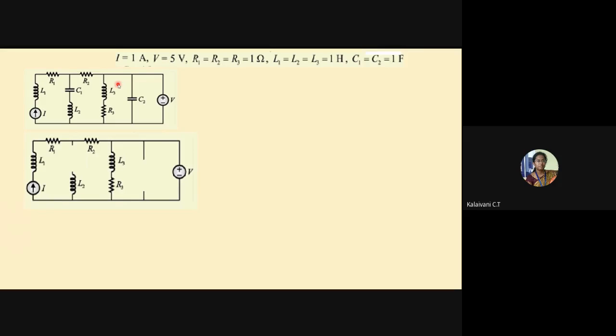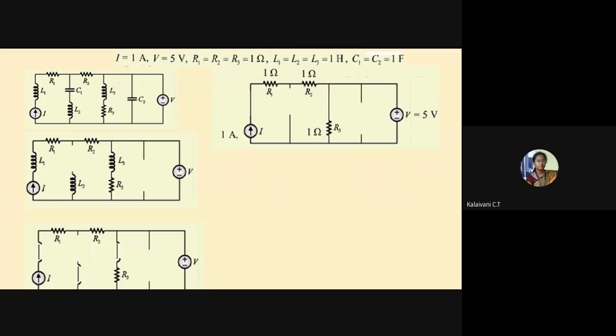So first I have opened all the capacitance. We have 2 capacitance here, I have opened them. After this, I am shorting the inductance. So this will be our circuit to analyze. R1, R2, R3, all values are 1 ohm. Current I is given as 1 amp. So this is our circuit.